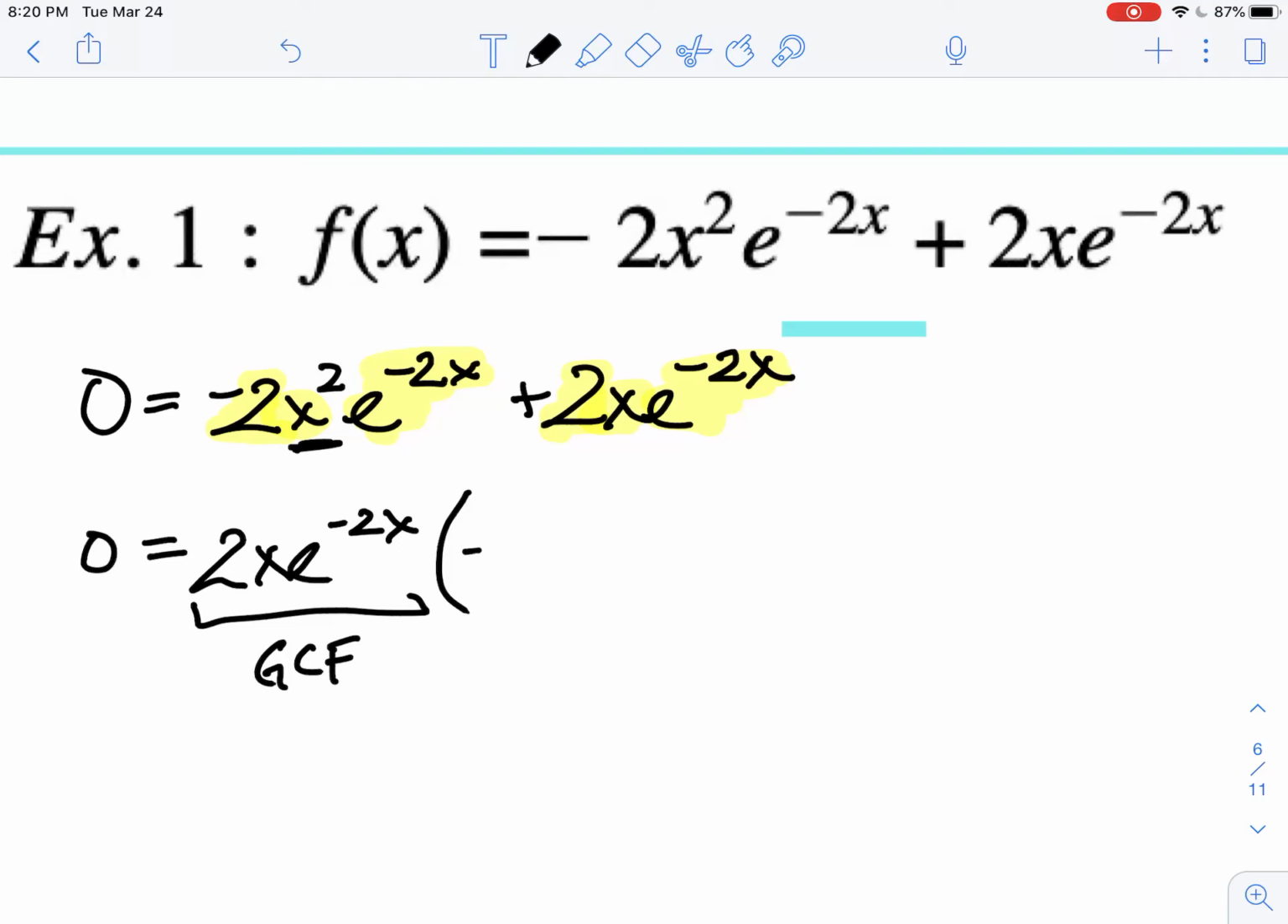Now, what's left? I've got a negative sign. Don't forget about that negative sign. Negative x plus, now since I took everything out of here, it doesn't go to 0, it actually goes to 1.